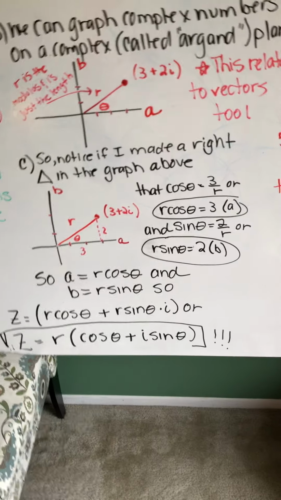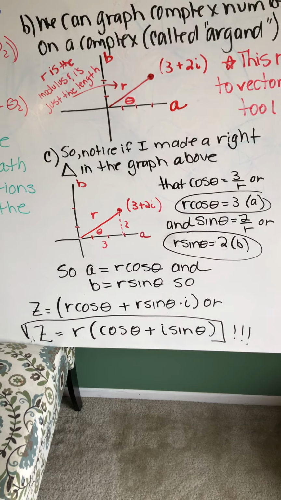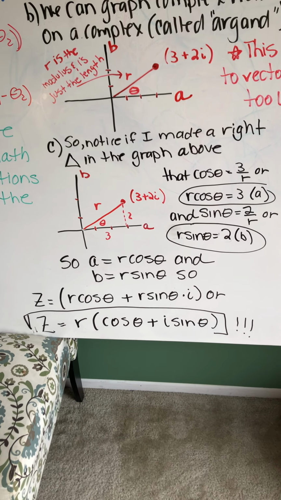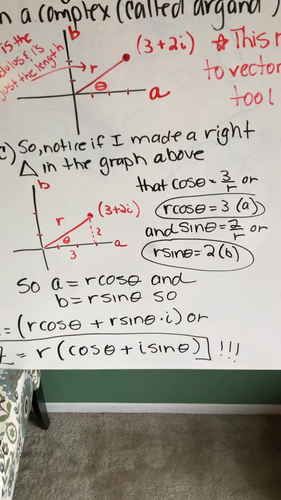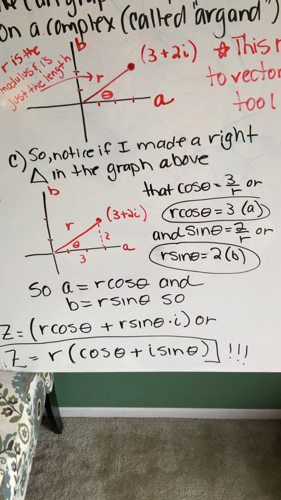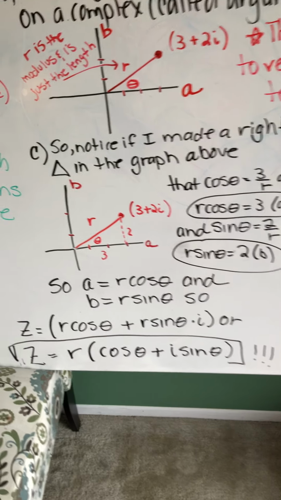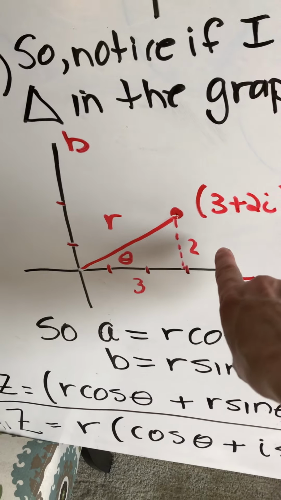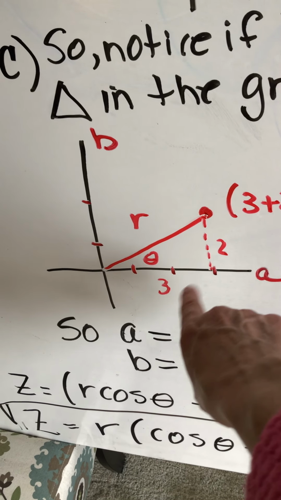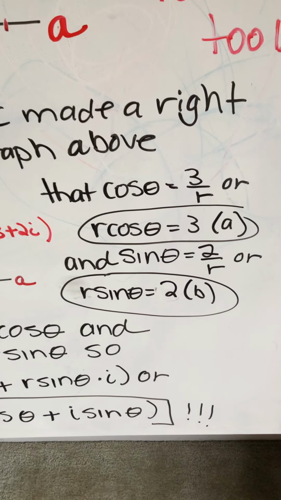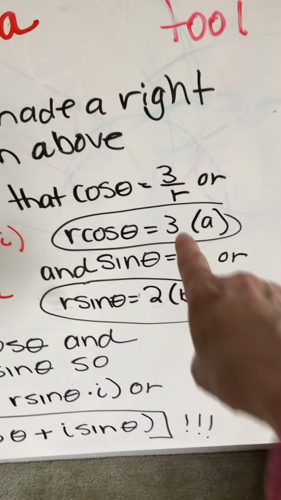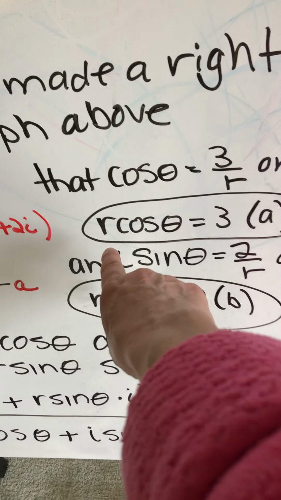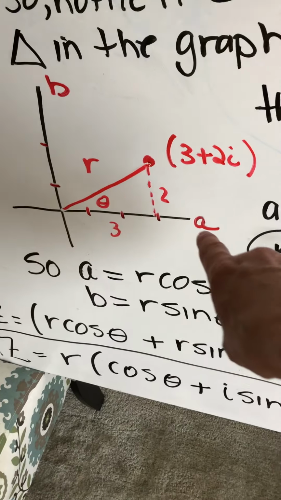So here's where it kind of pulls together. Notice if I made a right triangle in the graph above. All I did was drop a vertical line to the a-axis, right? There it is, I dotted it. If I asked you what is cosine of theta, here's adjacent, opposite, hypotenuse. You would tell me it's 3 over r. Notice if I multiply both sides of this equation by r, I get r cosine theta equals 3. Notice 3 is my a.